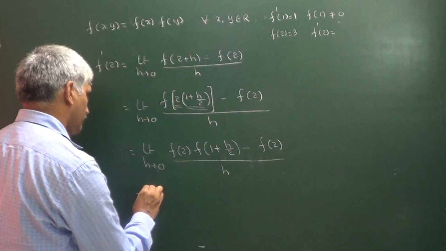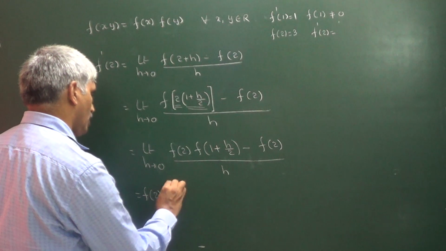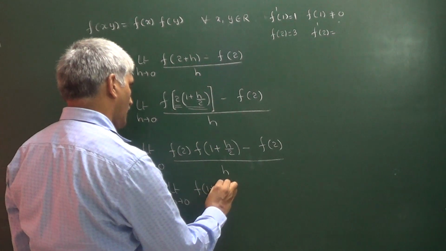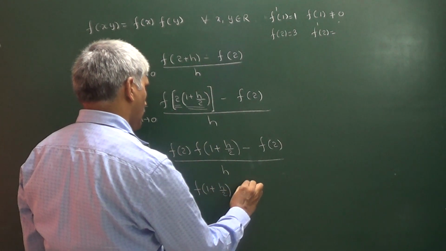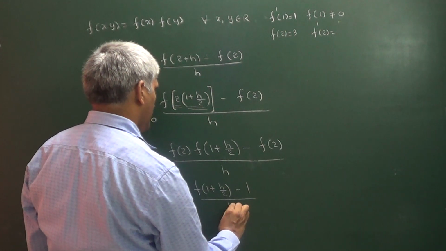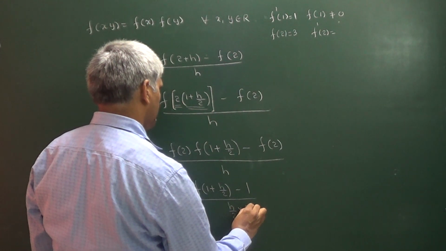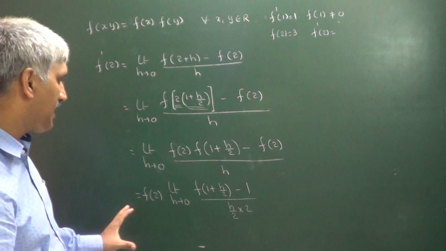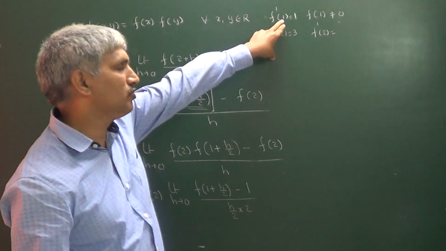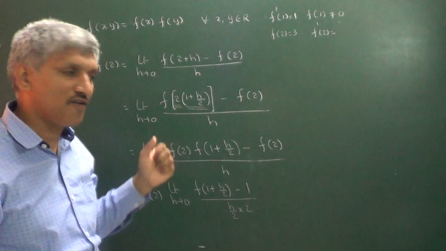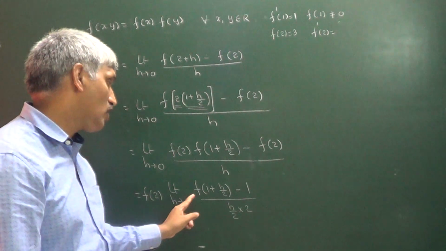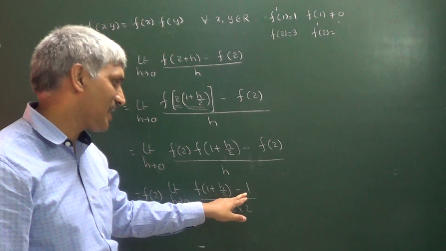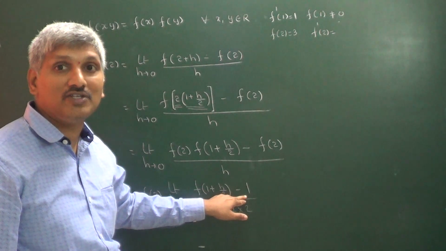No doubt we can take f of 2 common. If you take f of 2 common, we will get limit h tends to 0 of f of (1 plus h by 2) minus 1, divided by h. Yes, multiplied with 2 and divided with 2. Now the immediate idea we have to get: they have given the value of f dash of 1. What is f dash of 1? Limit h tends to 0 of f of 1 plus h minus f of 1 divided by h. So that's why we have to show this f of 1 value is equal to 1.